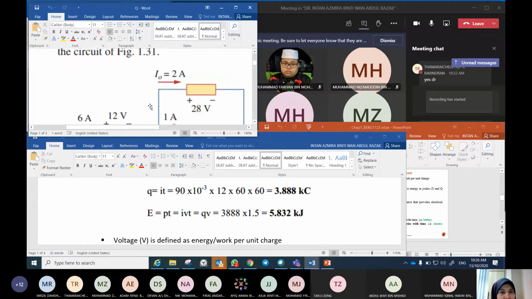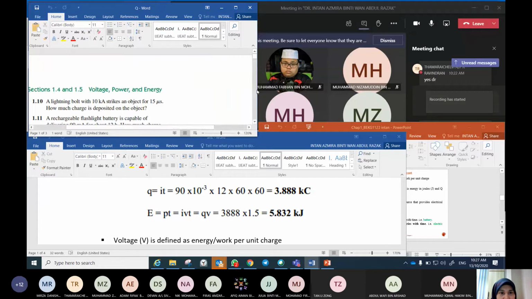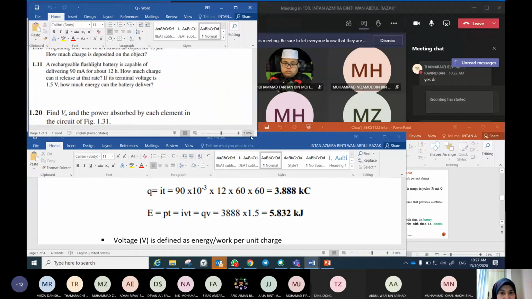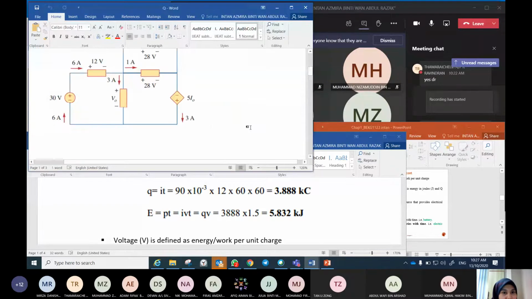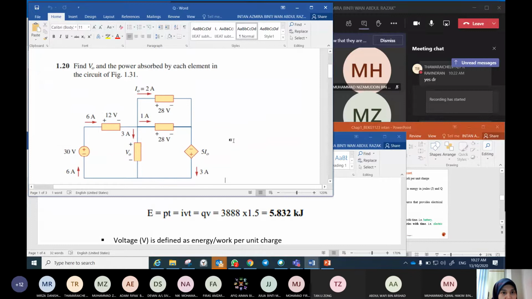The next question is find V naught. Find V naught and power absorbed by each element in the circuit. So where is the V naught? V naught is here. So we have to find V naught and then power by each element, and then you have to calculate each power.